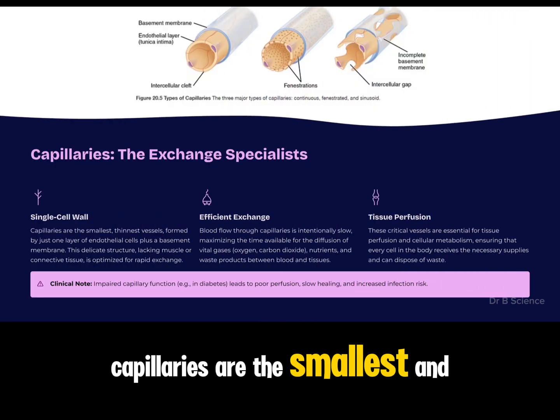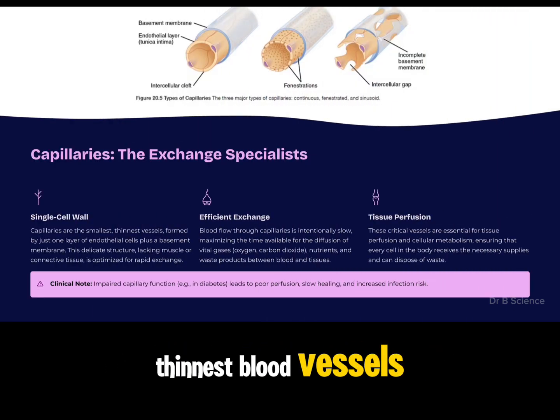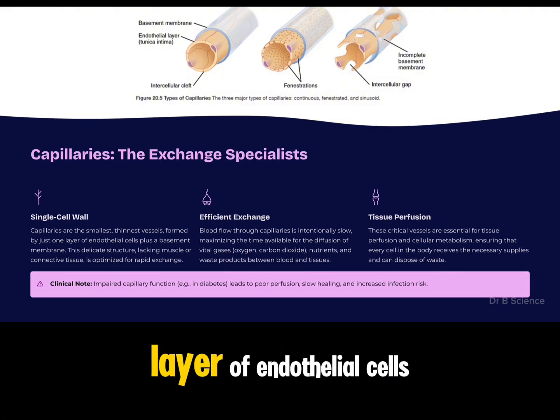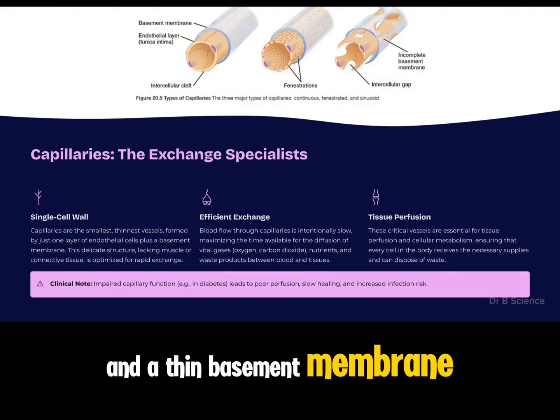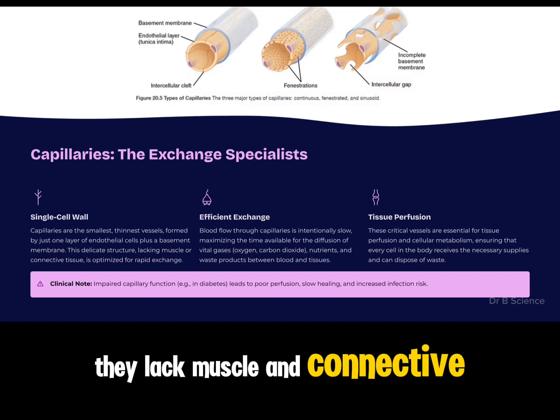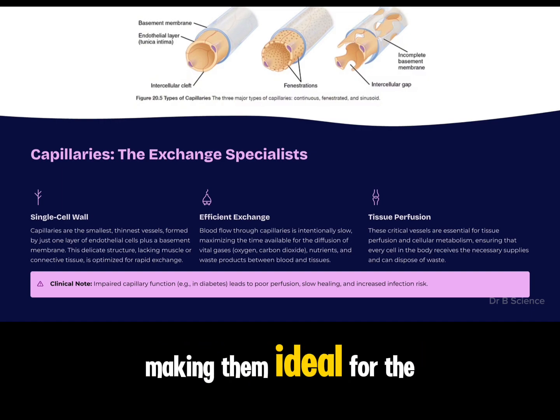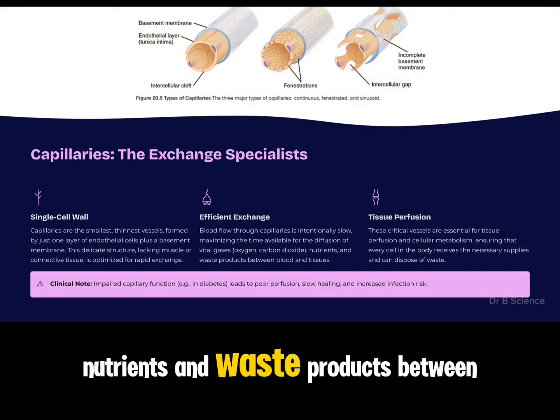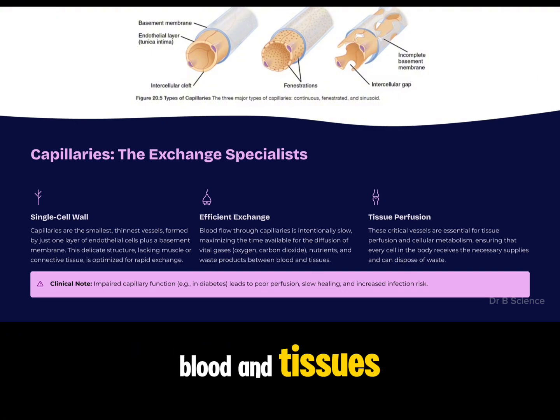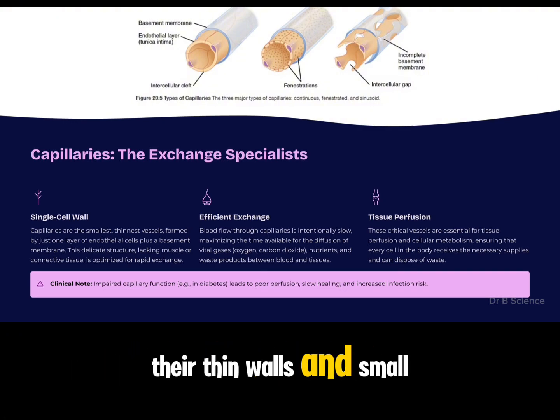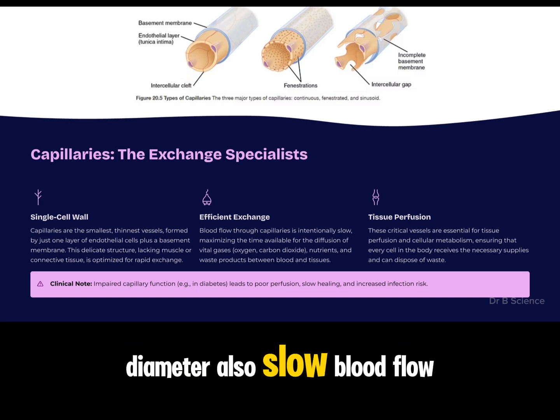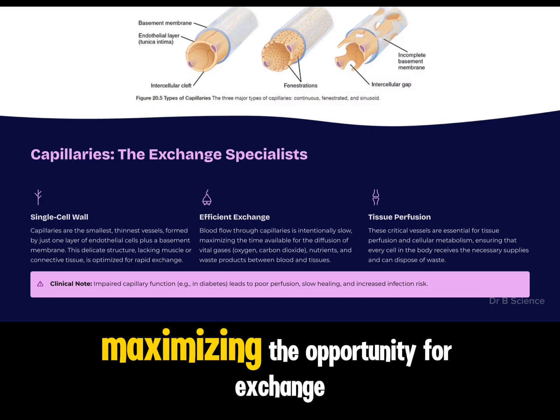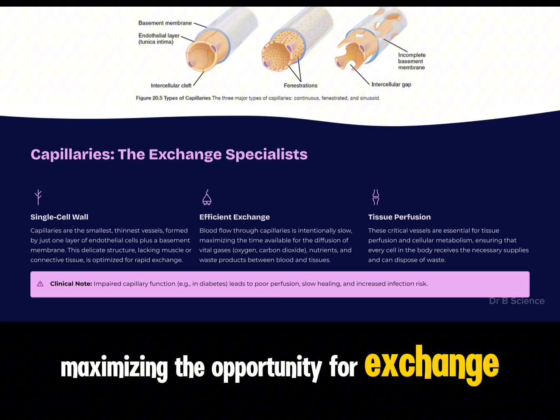Capillaries are the smallest and thinnest blood vessels, consisting of just a single layer of endothelial cells and a thin basement membrane. They lack muscle and connective tissue layers, making them ideal for the rapid exchange of gases, nutrients, and waste products between blood and tissues. Their thin walls and small diameter also slow blood flow, maximizing the opportunity for exchange.